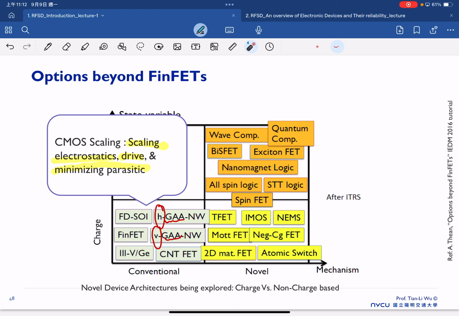And another is we consider some new charge-based switching mechanism, beyond the semiconductor material, beyond the typical material that we use. The first one, for example, is what we call the TFET, the tunneling FET. And also we have another, for example, called the negative capacitance FET. The negative capacitance FET is mainly enabled by the ferroelectric material.